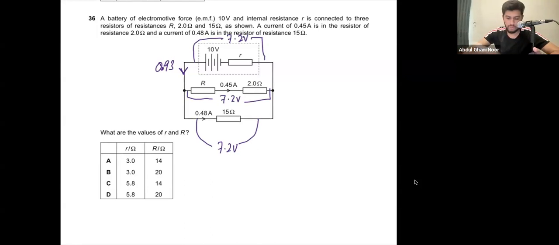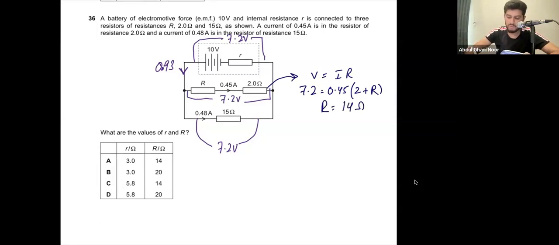Now you can clearly do it. For this one, I know V is equals to IR. I know 7.2 is equals to current, which is 0.45, times the total resistance, 2 plus R. So 7.2 divided by 0.45 minus 2, and capital R is equals to 14 ohms. So it has to be A or C.